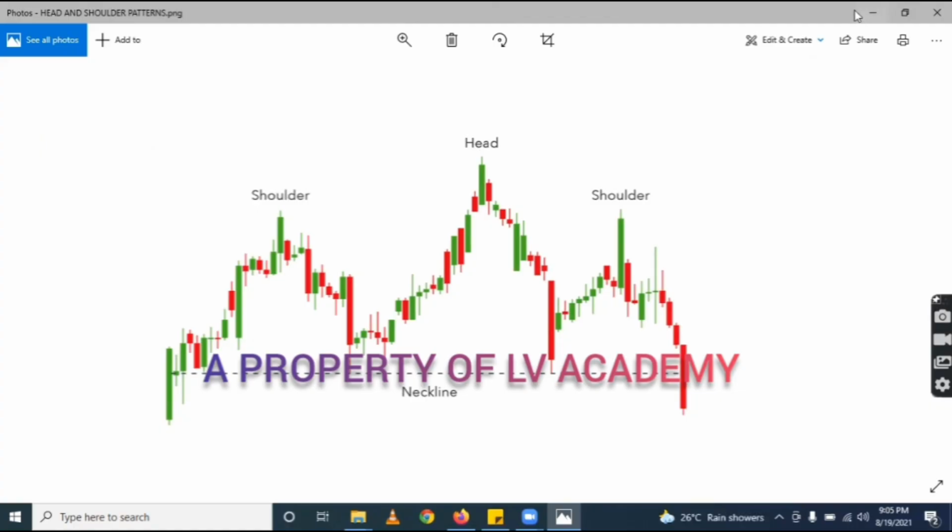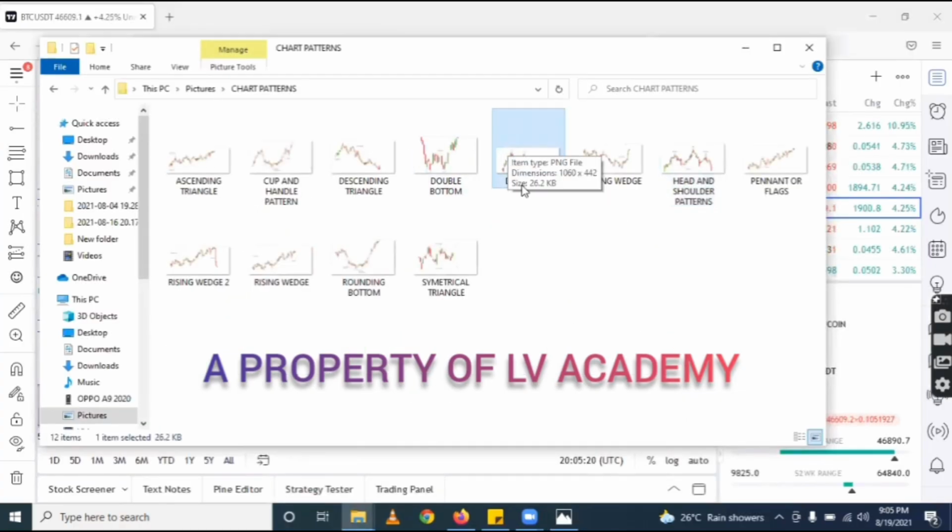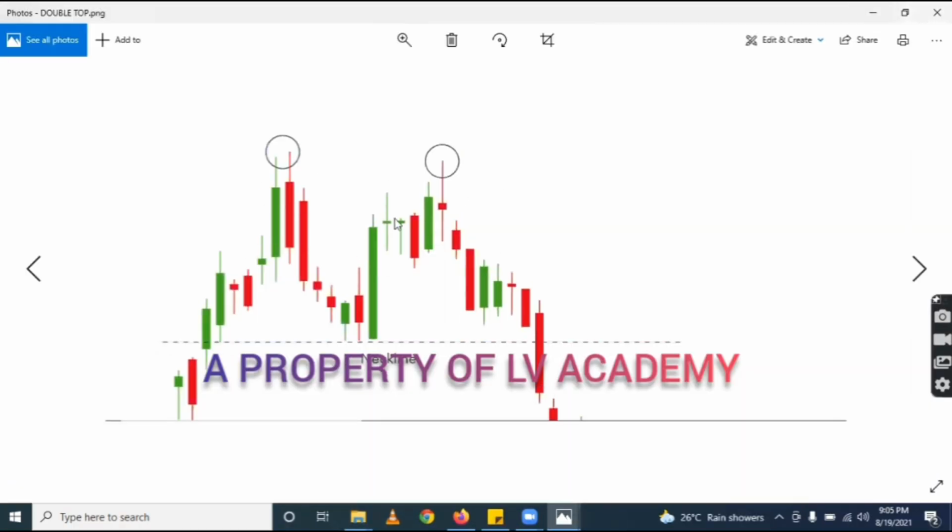Then the next one is the double top pattern. This is the double top pattern. A double top is another pattern that traders use to highlight trend reversals. Typically, an asset price will experience a peak before retracing back to a level of support. It will then climb up once more before reversing back more permanently against the trend. Double top is also a bearish chart pattern.